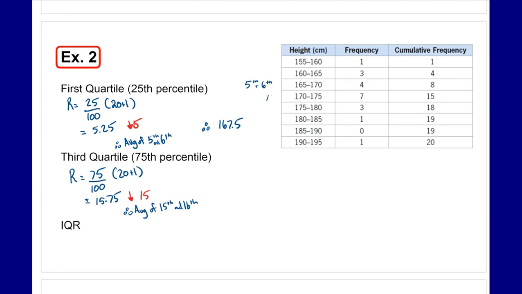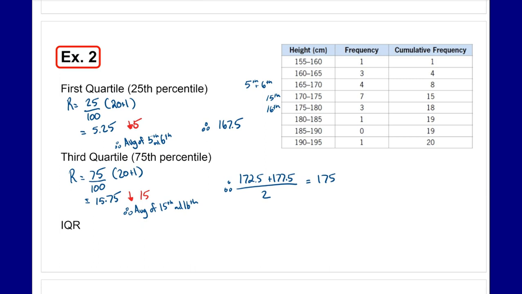The 15th is in this interval because we see the cumulative frequency is 15. So the 15th value is the last one in this interval. The 16th is then in the next one. So this one's a little bit different from what we've done. We do have to add these values: 172.5 plus 177.5, divided by 2, and we get 175. So therefore, the 75th percentile of this data set is 175.